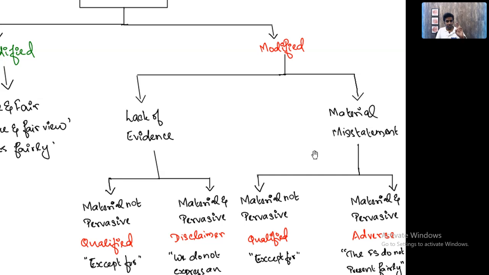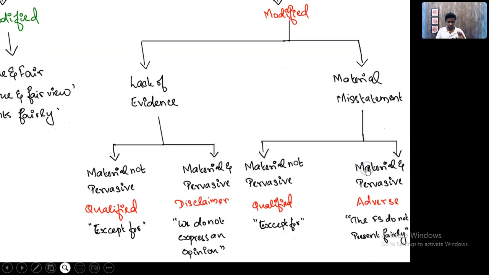Modified opinion can be of two categories: due to lack of evidence, or due to material misstatement. Lack of evidence means the client is not giving us evidence, or there is a transaction and we are unable to prove it because we don't have any evidence. If we want to prove the transaction is true and fair, we need to have evidence. But if we don't have evidence, then we cannot prove the transaction. And if there is a modified opinion and there is a lack of evidence, we will think of two categories.